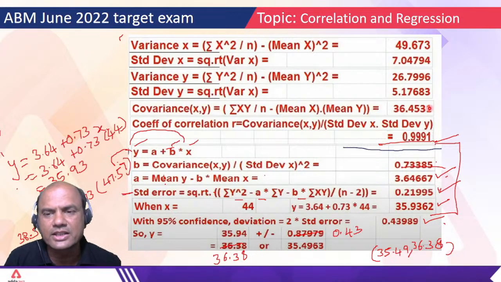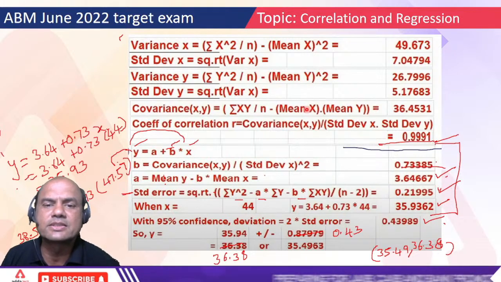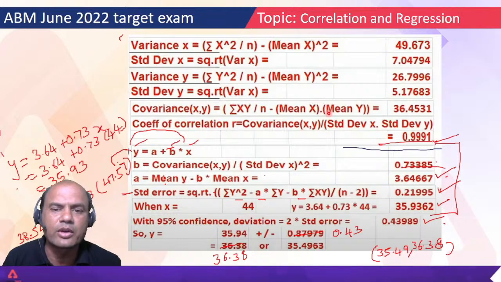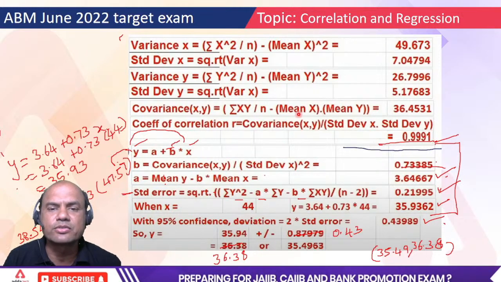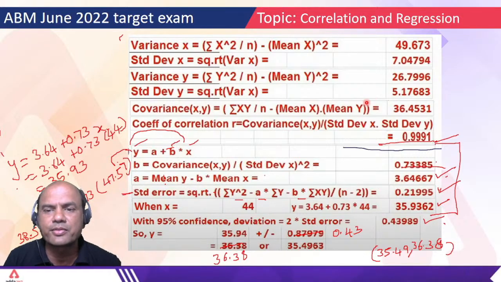Only 5 to 6 guys have typed yes. What are others doing? Use your calci. In exam, I won't be there. Nobody will be there to help you. You have to do it on your own. That's why practice is very much important. Okay, so 36.45. Everyone has got it. Yeah, almost many of them have typed yes.